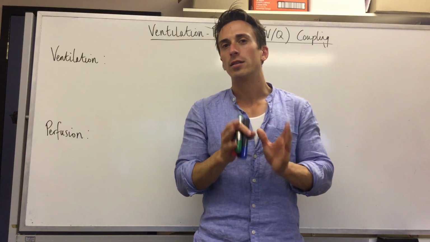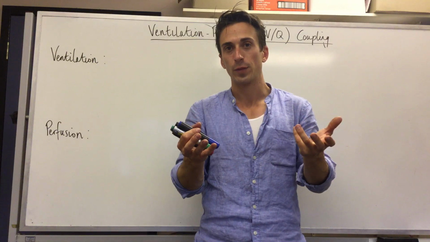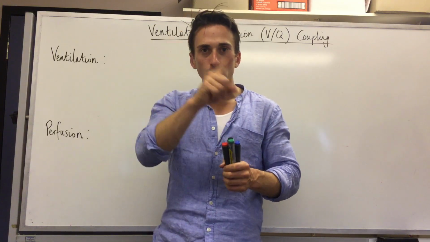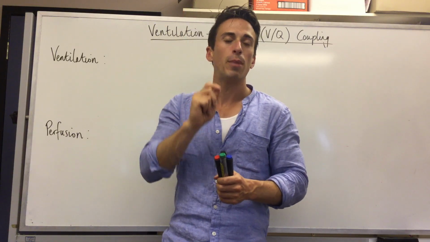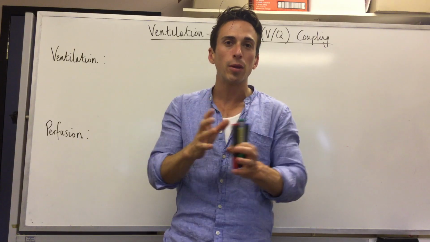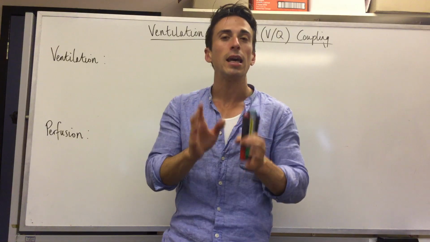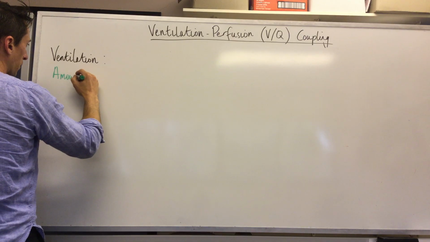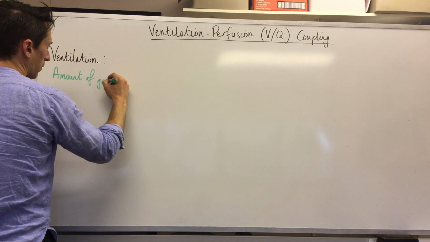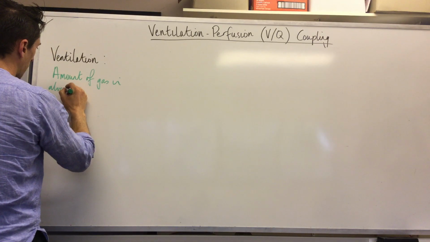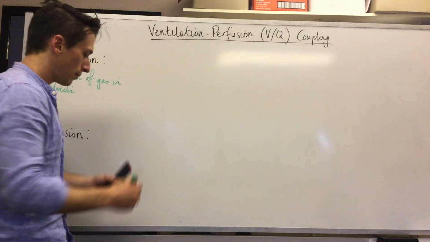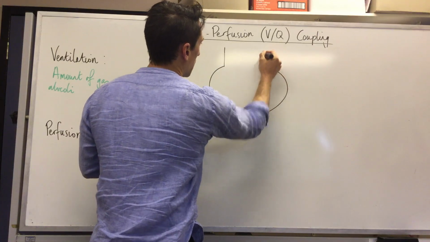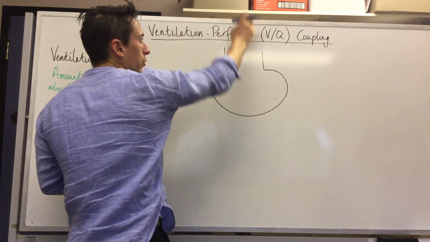Firstly, let's go back and let's define ventilation and let's define perfusion. Okay, first thing is ventilation. Ventilation is the amount of gas that gets to your alveoli every minute that can participate in gas exchange. Okay, so simply put, ventilation is the amount of gas in your alveoli. That's ventilation, okay? For example, if I were to draw an alveoli up, it's the amount of gas coming in and out of this alveoli every minute.